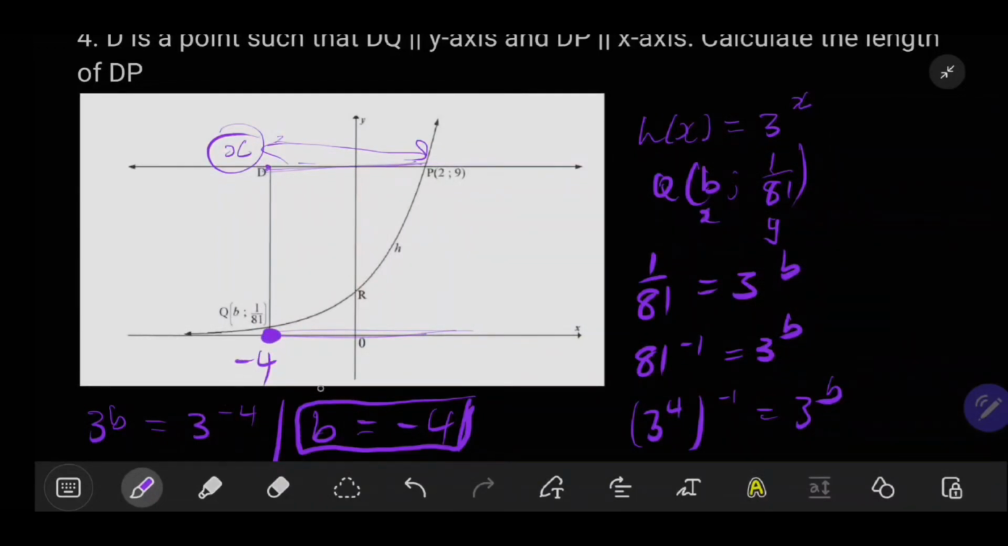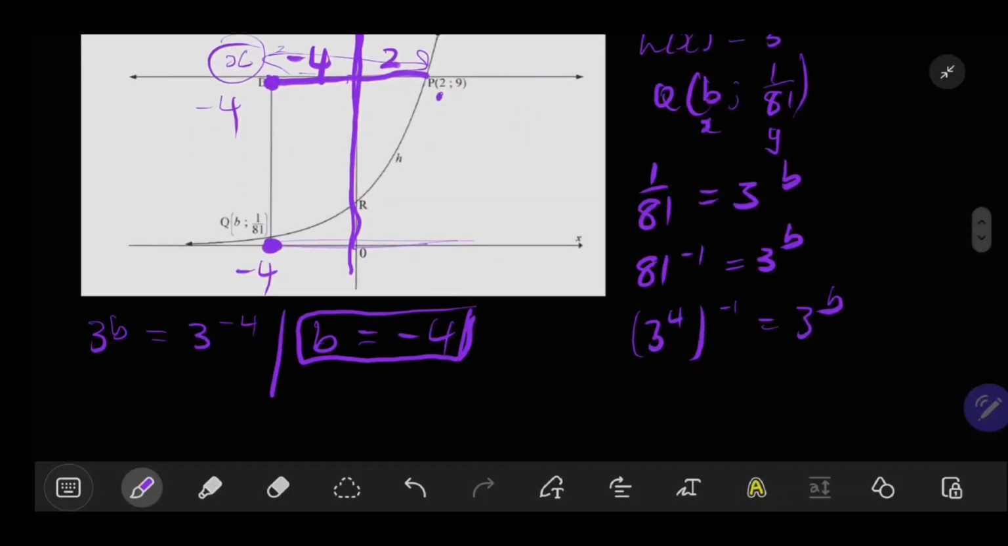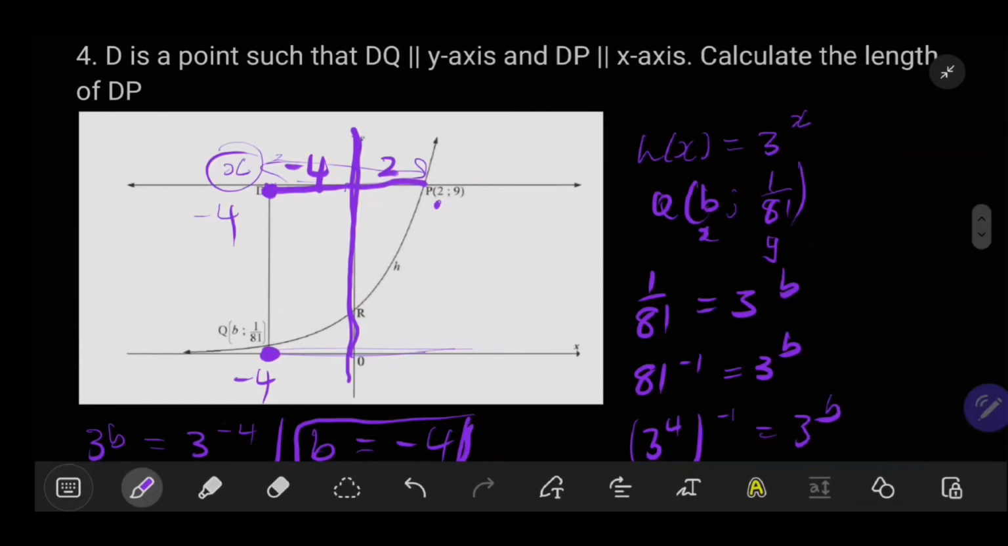Then if we found the value of b, it means we know the x coordinate of D, which is also negative 4. So since we found that the x coordinate is negative 4 and we know this is the origin, from here to here it's negative 4, or it's 4 units. Then from here to here it's 2 units. Then we can add the two together. Then we're going to have DP as 4 plus 2, which gives us 6 units. So from D to P it's 6 units, just like that.